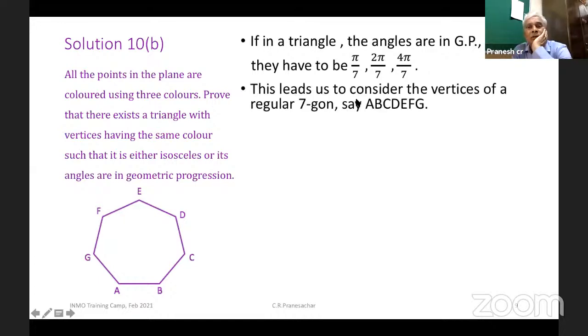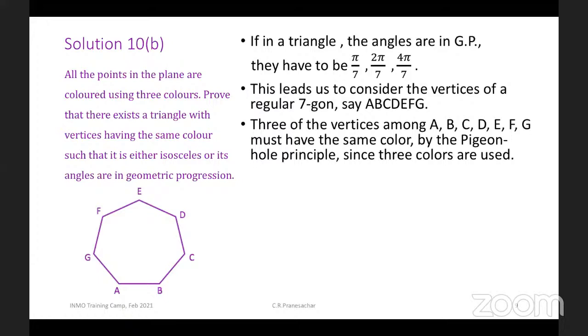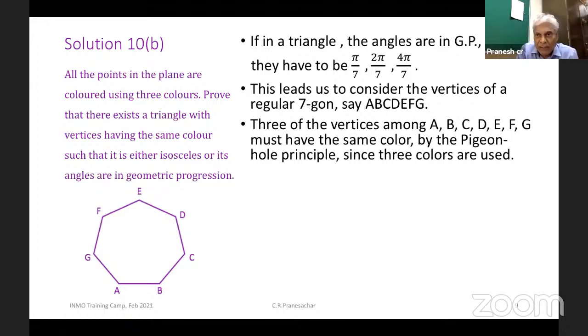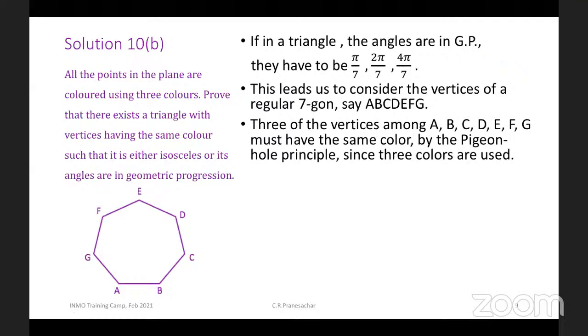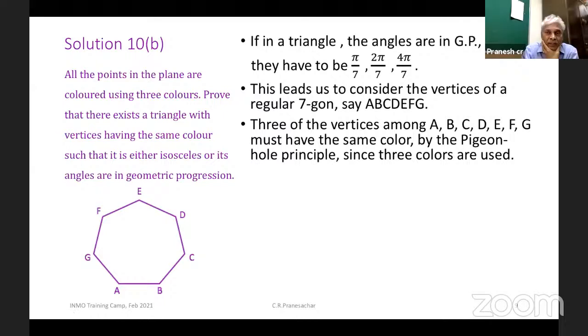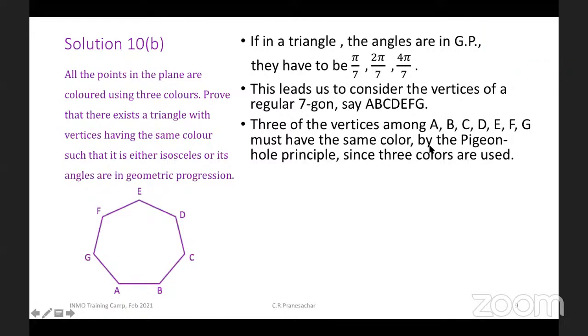So this leads us to consider the vertices of a regular 7-gon, A, B, C, D, E, F, G. So let's take a regular 7-gon, that is a regular heptagon, and look at the vertices. There are 7 vertices and they are colored by 3 colors. Therefore, can I say 3 of these vertices have the same color by the pigeonhole principle? Yes, sir. If you divide 7 by 3, you get 2 as quotient and 1 as remainder. Therefore, at least 3 of these vertices must have the same color.